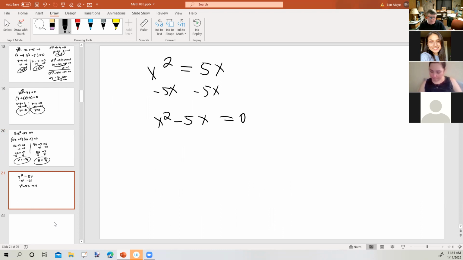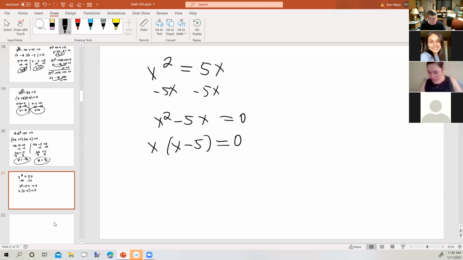Now, a typical mistake at this point is people look at that and they say, well, it kind of looks like the difference of two squares. It's a binomial with a subtraction sign, and x squared is a square, but 5x isn't. And so they bail out and say, well, it's not factorable. There's no solution. But wait, before you consider the difference of two squares, you should always look for a greatest common factor, which is an x.